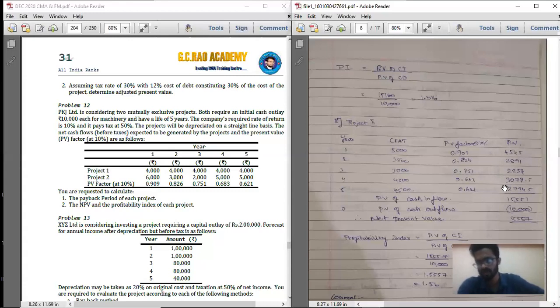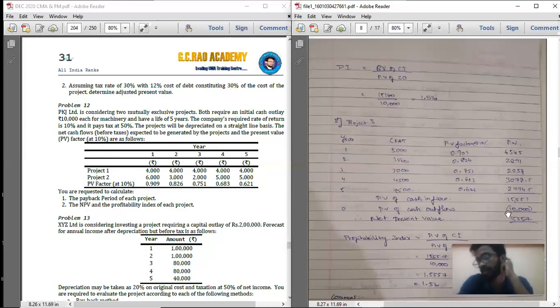In respect of that 15,557, record present value of cash inflow. Below that, less present value of cash outflow. See, what is the only cash outflow that has been incurred? 10,000 rupees at the beginning of the year for purchase of machinery. After that, there is no cash outflow given. So next to present value of cash outflow, within bracket record 10,000 into 1. In the present value column, record 10,000 within bracket.